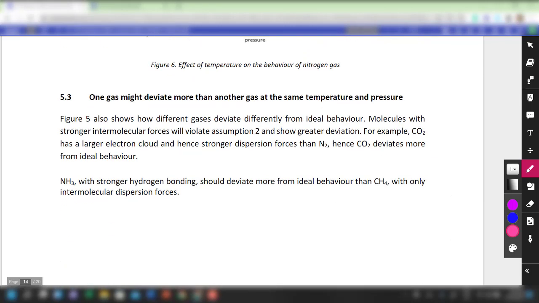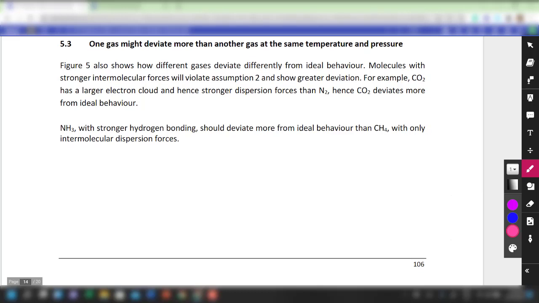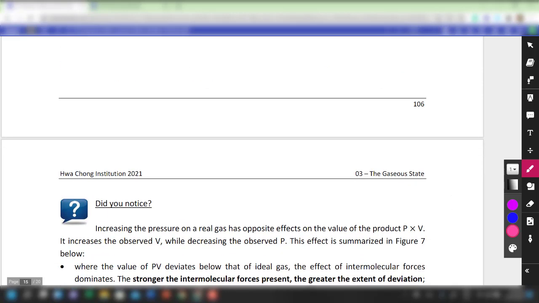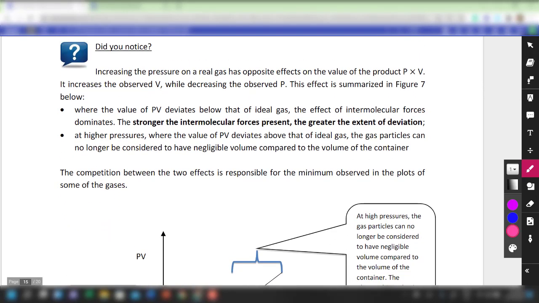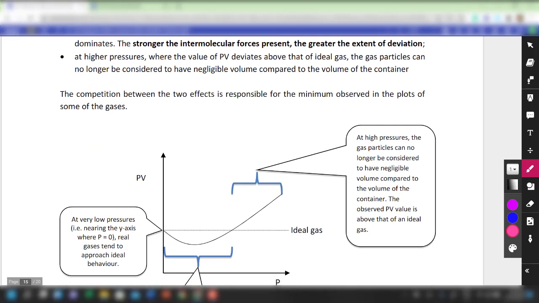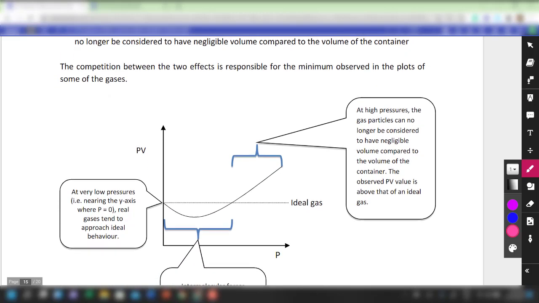Okay, so one gas might deviate more than the other gas at the same temperature and pressure, and we illustrated this earlier on as well. That is because CO2 forms stronger intermolecular forces of attraction, in this case dispersion forces, or instantaneous dipole-induced dipole interaction. If we introduce a gas such as ammonia, which forms strong hydrogen bonding between molecules, you expect it to deviate even more from, say, CO2 or maybe methane. Okay, it really depends. And I think earlier on we mentioned this a little bit as well. So there is both positive and negative deviation.